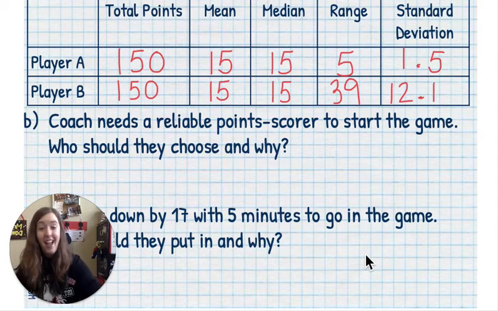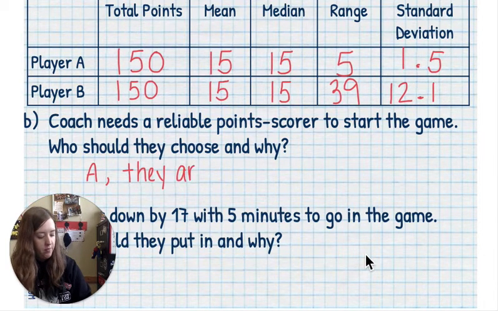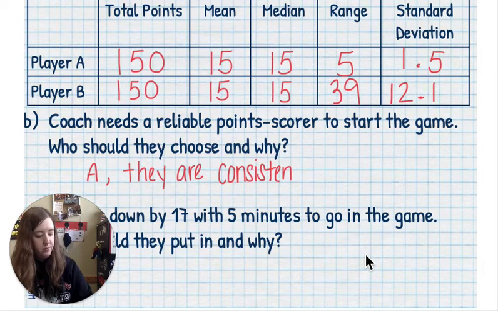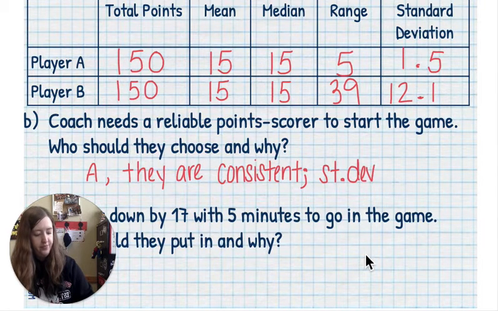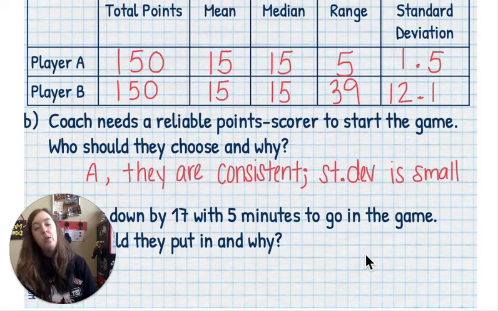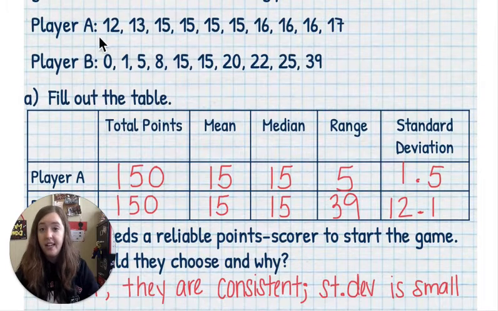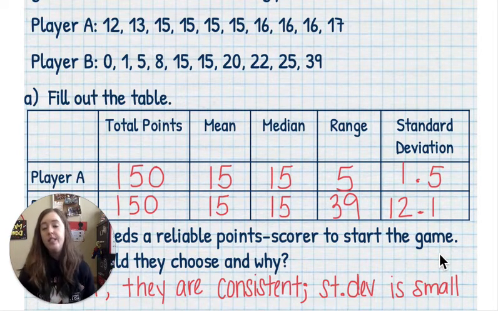So if you chose player A, I absolutely agree, because they are consistent. We can see this from the standard deviation. Since that standard deviation is so small, that means that from one game to another, he's pretty much scoring the same amount of points every time. And we can see that by actually just looking at the data. He or she is always making points between 12 and 17, somewhere in the teens. They're always making that many points.